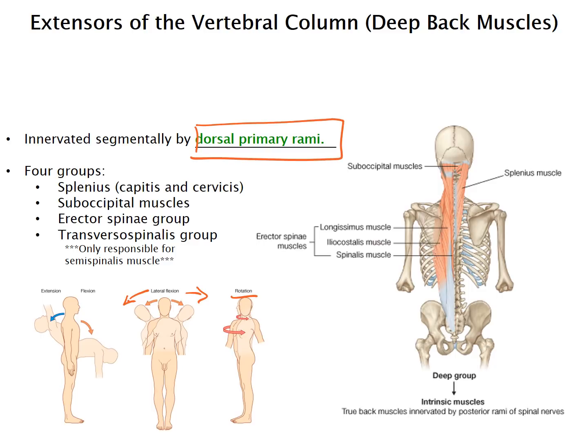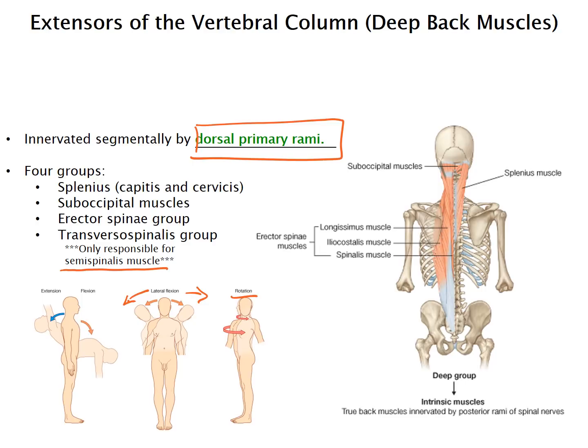The four groups of deep back muscles include the splenius, which is composed of the splenius capitis and splenius cervicis, capitis referring to the head, and cervicis referring to the attachments onto the cervical vertebrae. There's also the suboccipital muscles, the erector spinae group, and the transversospinalis group. Notice that of the transversospinalis group, you're only going to be responsible for one muscle, called the semispinalis muscle.